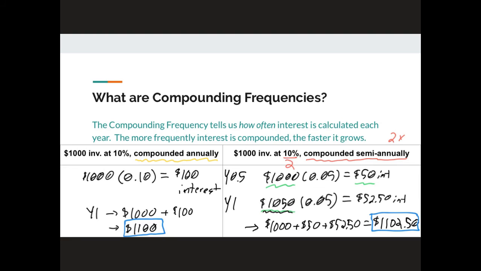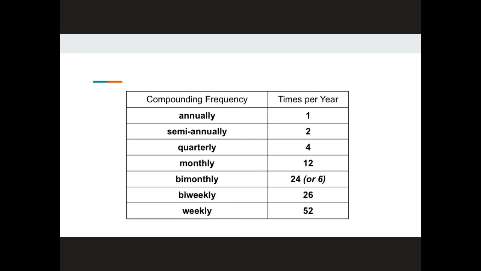Now, for the purposes, again, of using the compound interest formula, this side calculation is not needed. We just need to figure out how many times the interest is compounded. And so I've created this table of common compounding frequencies. So if interest is compounded annually, that's 1 time per year. Semi-annually would be 2 times per year. Quarterly, 4 times per year. Monthly is 12 times per year.